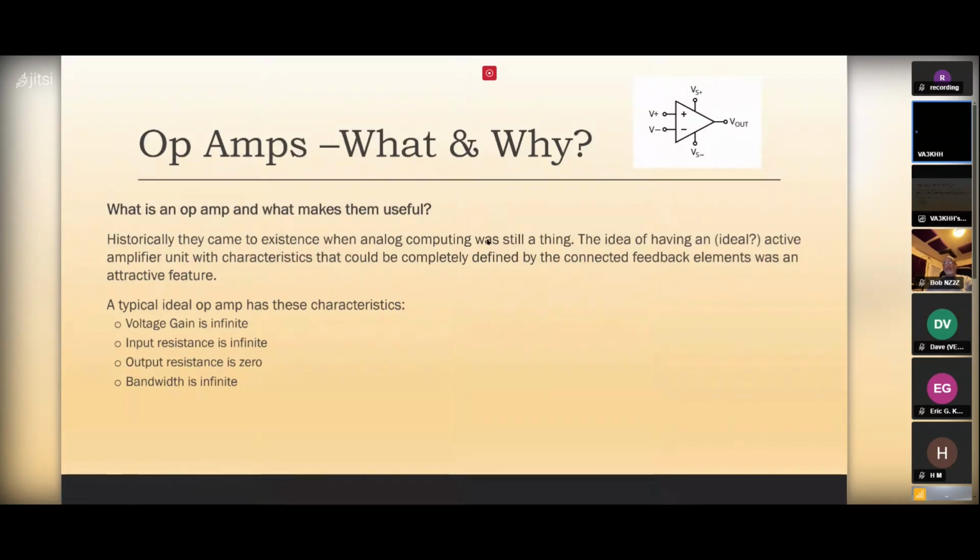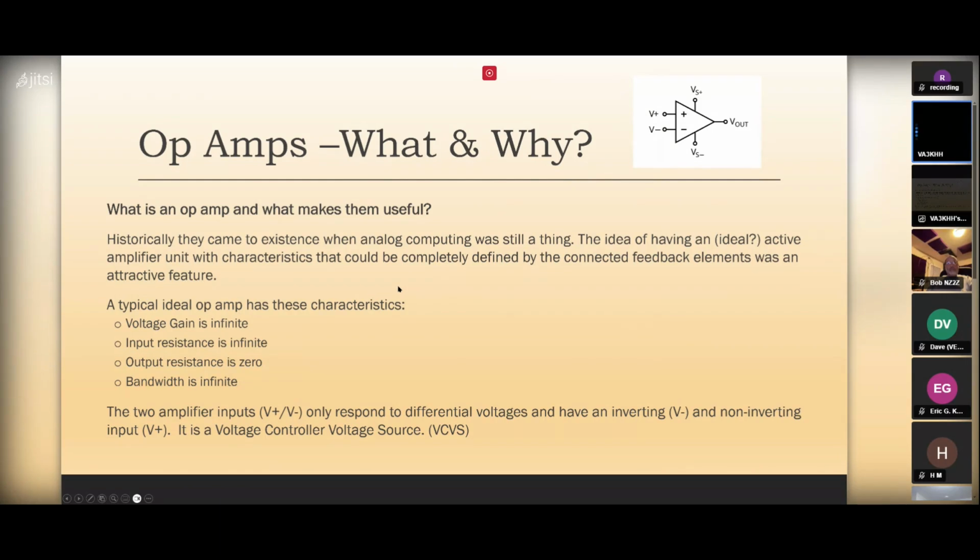And a typical ideal op-amp is this, right? And I know Dave's presentation will show you why this is exactly not true, but for the purposes of discussion, this is our ideal goal, right? Voltage gain is infinite, input resistance is infinite, output resistance is 0, and bandwidth is infinite. Now, you would never want to use an op-amp like this because it wouldn't be stable. It would be a great oscillator. But anyway, the two amplifier inputs only respond to differential voltages. And there's an inverting and a non-inverting input, right? And it's basically a voltage-controlled voltage source. So any differential voltage causes a voltage output.